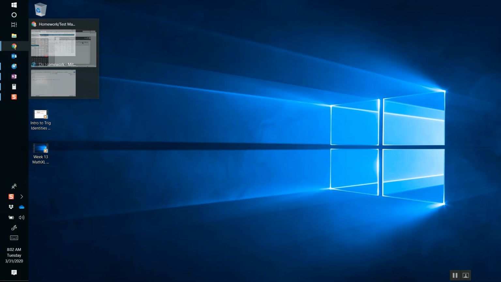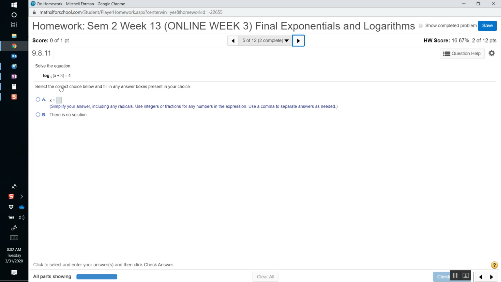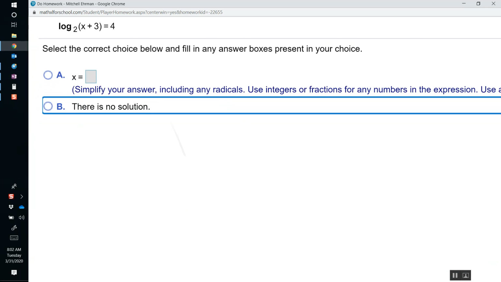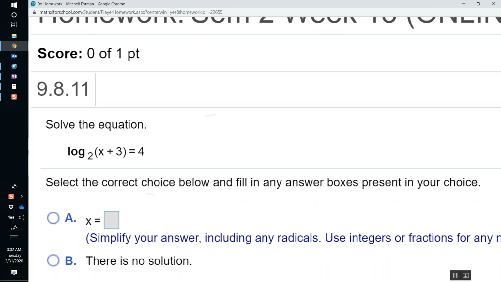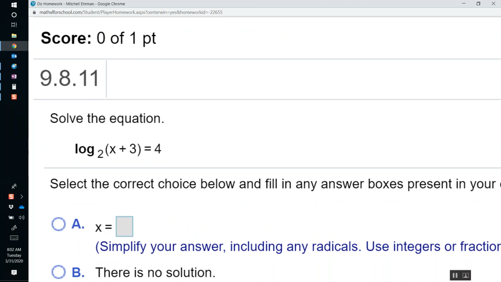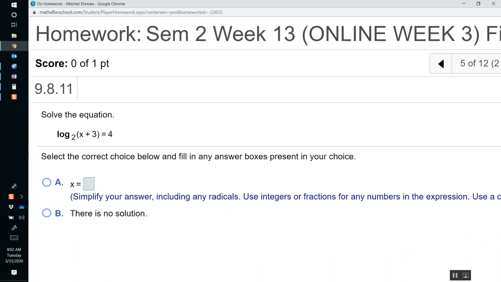Okay, jumping ahead this time to question number 5 of the assignment. This is where the problems themselves start to change a little bit. This time, instead of starting with an exponential, we're starting with a logarithm. The logarithm, when written with a base of 2 and a number to be evaluated at x plus 3, this unknown is a problem. We can't really evaluate the logarithm here.